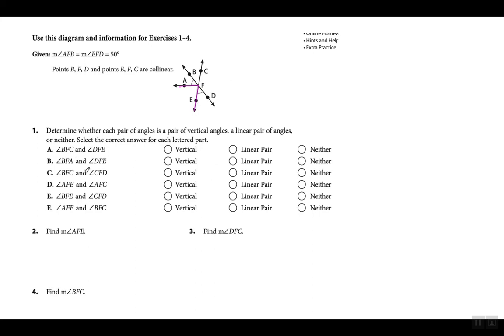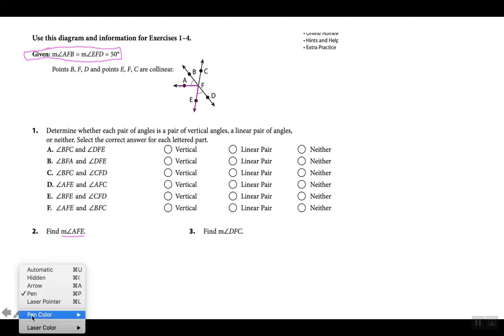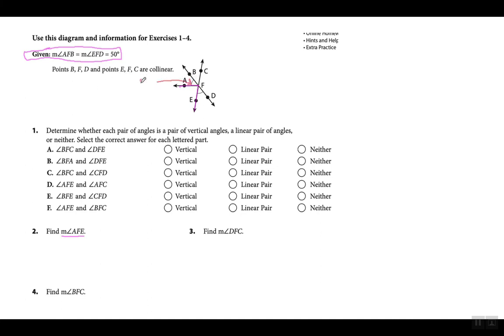Oh, okay, to find this, I had to look around because I need some more information. Look up here. It's easy to miss, but look up here. Okay, necesitamos esta información que está aquí arriba. Let me change my color real quick to red. It says AFB is 50 degrees. So this right here, let me put it like that. That angle is 50 degrees. And EFD, this angle right here, is also 50 degrees.